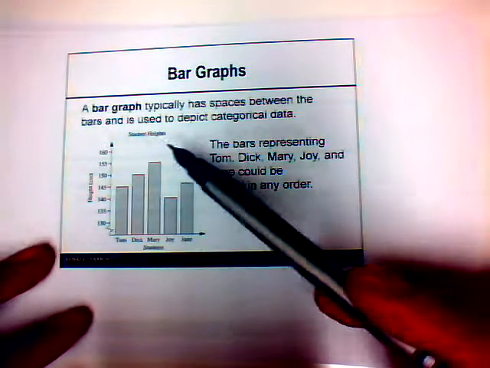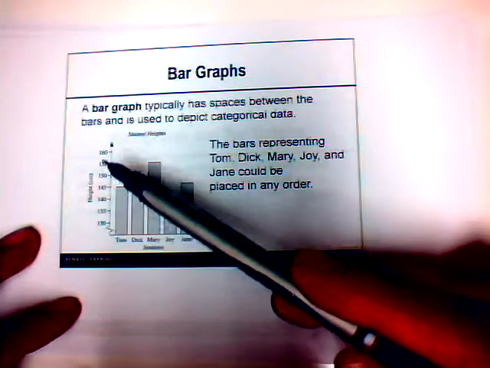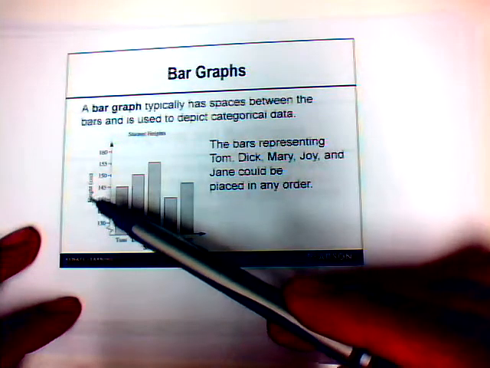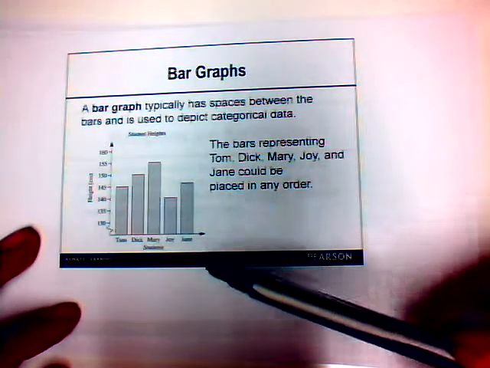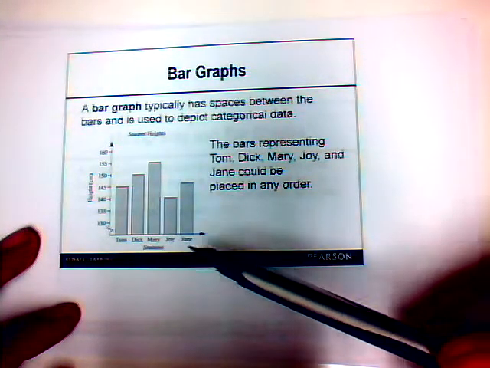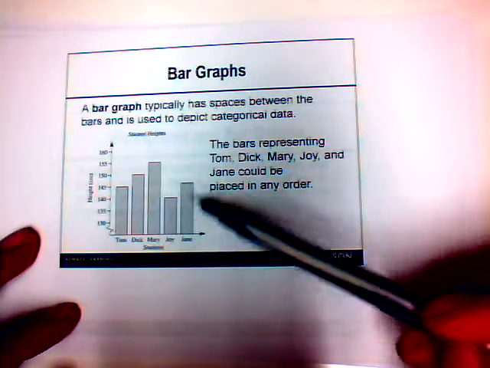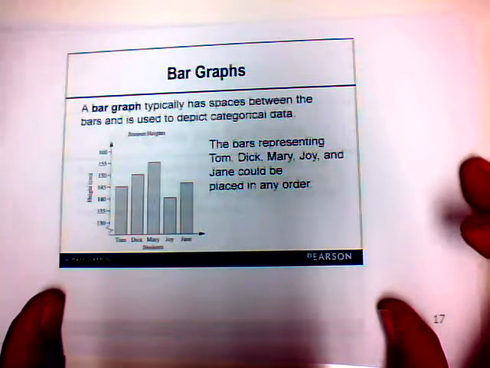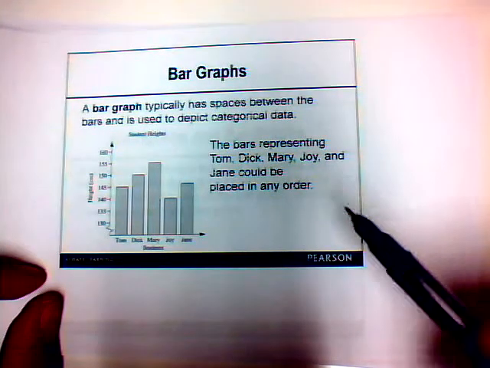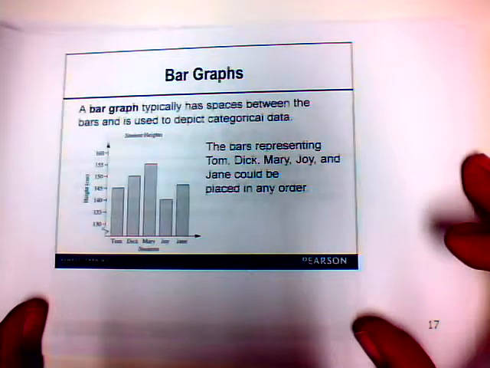In this case, this deals with the heights of those 5 students. Here you have your vertical axis for the height in centimeters. And these are the students: Tom, Dick, Mary, Joy, and Jane. And you can see that those bars are separated from each other. So bar graphs are basically used when you're dealing with categorical data.